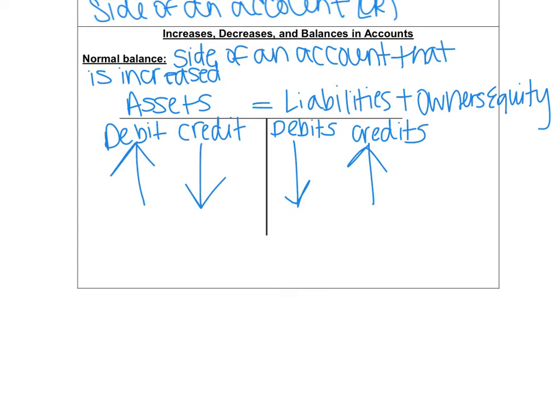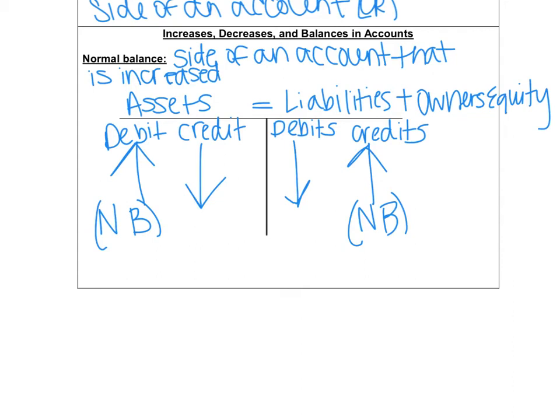So since assets are on the left side and they increase as debits, their normal balance is going to be a debit. And we abbreviate normal balance with the symbol NB. And then liabilities and owner's equity are the opposite. Since they're on the right side of the accounting equation, they're going to increase as credits. So liabilities and owner's equity normal balance is a credit.